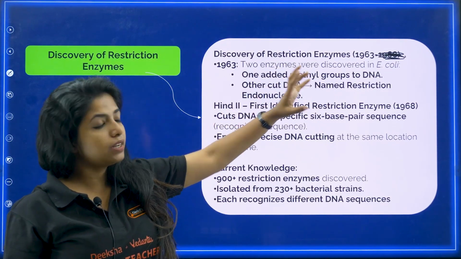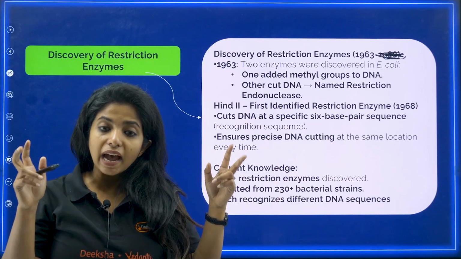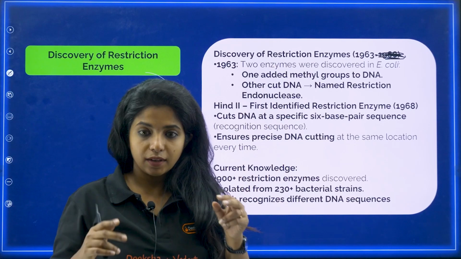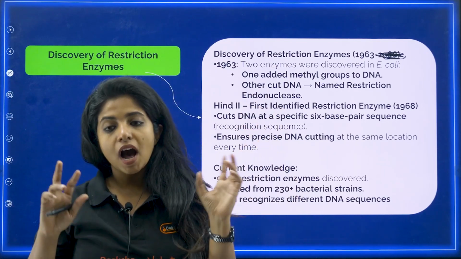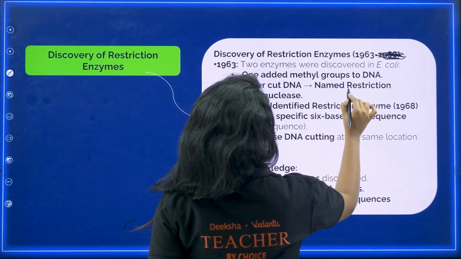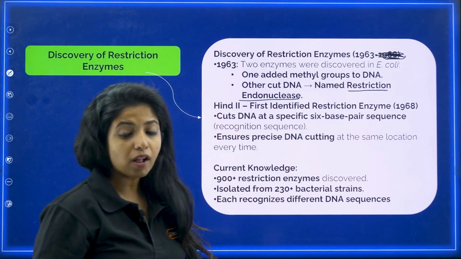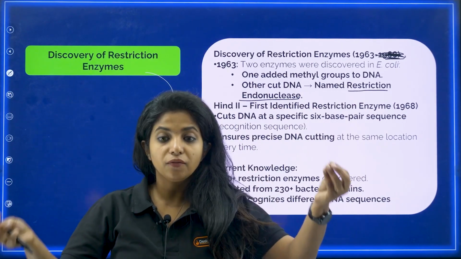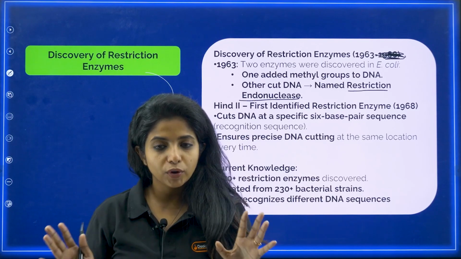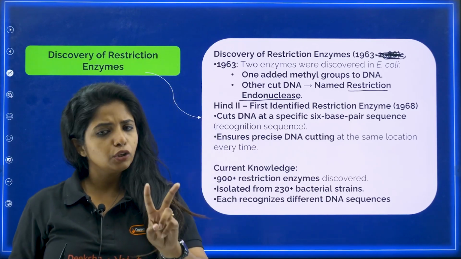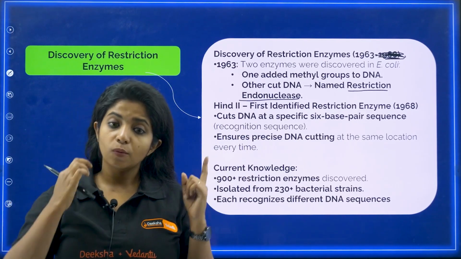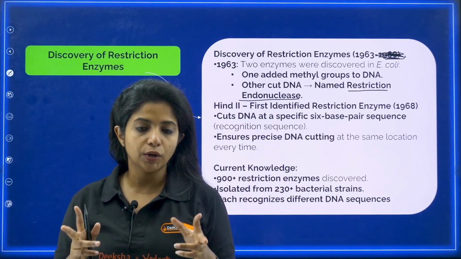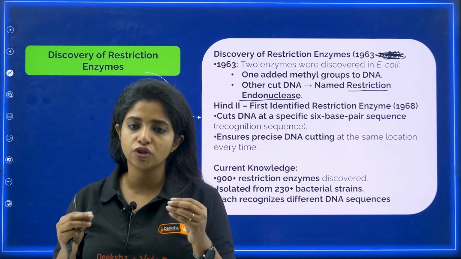Two enzymes were discovered in E. coli. One was adding a methyl group to the DNA and the other was cutting the DNA. You call them restriction endonuclease because they are cutting the DNA from the middle, within the DNA only they are making the cuts. So what do I get? In 1963 in E. coli, 2 enzymes were seen. One was adding a methyl group to the DNA and the other was cutting the DNA, and it was known as restriction endonuclease.